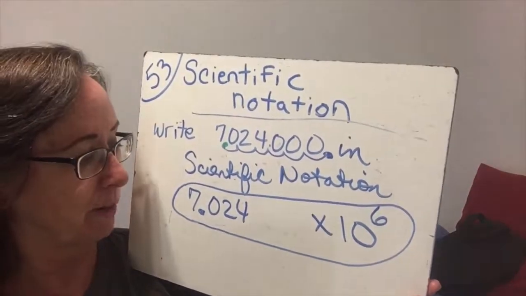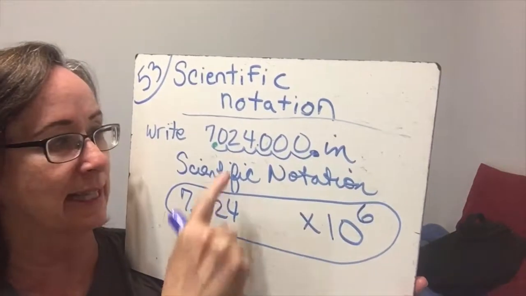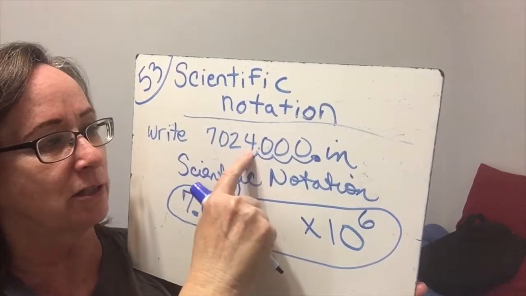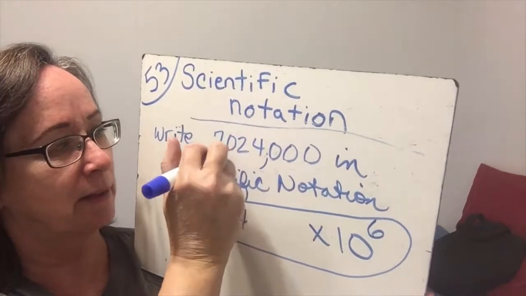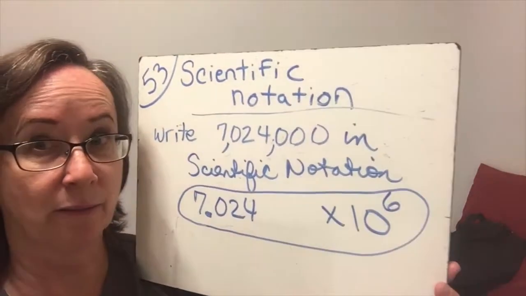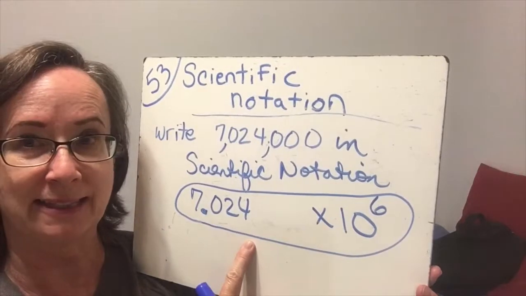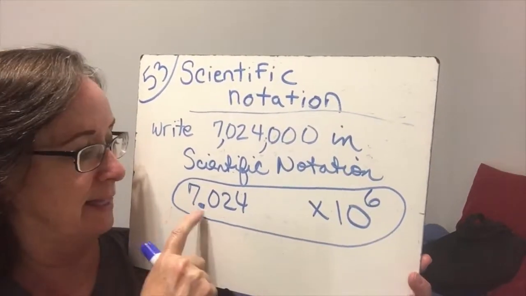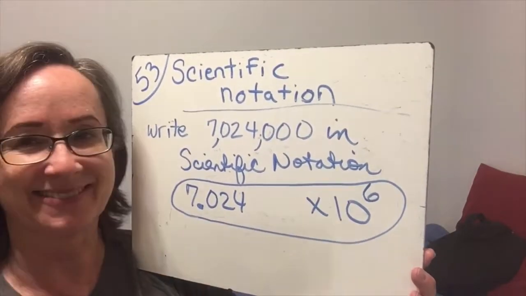Okay, so we would say 7.024 times 10 to the 6th is the same thing as, let's get back to our original number here, 7,024,000. It is the same thing as this number, because this 10 to the 6th is going to move this decimal 6 places back to the right.